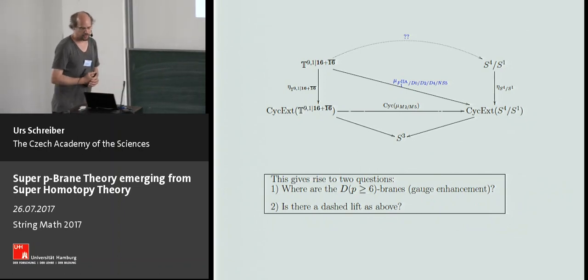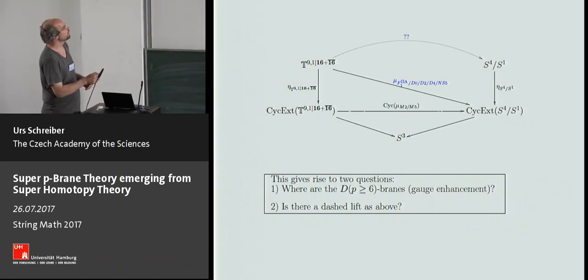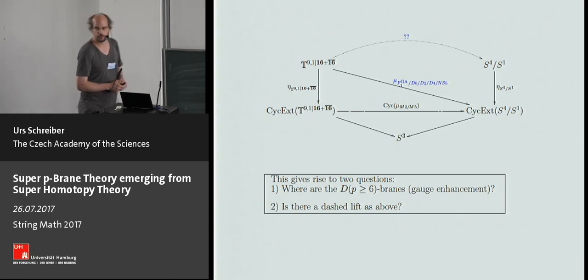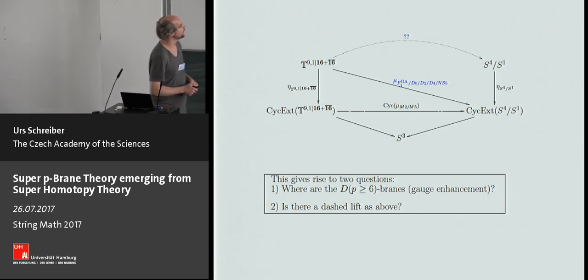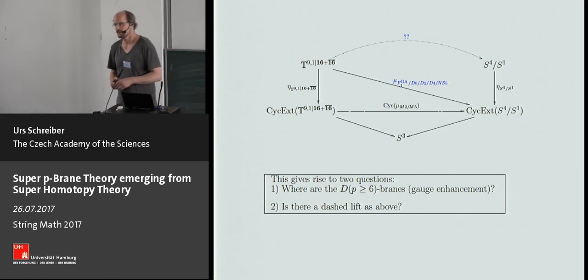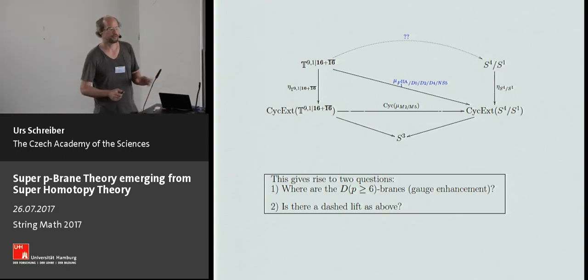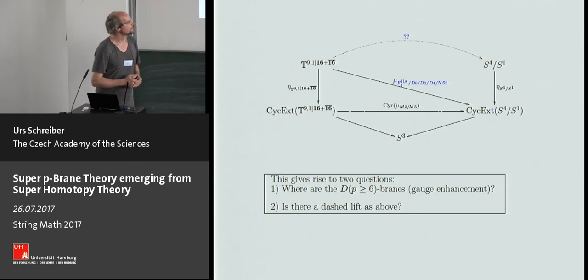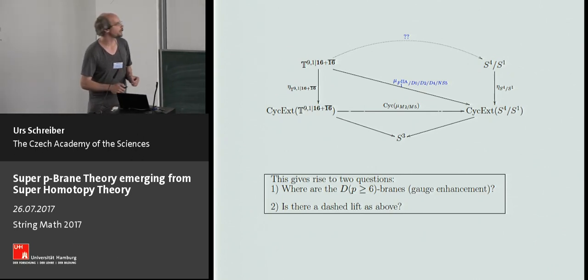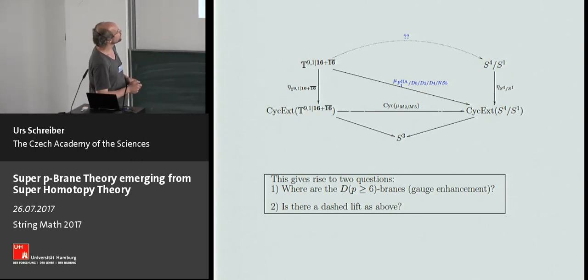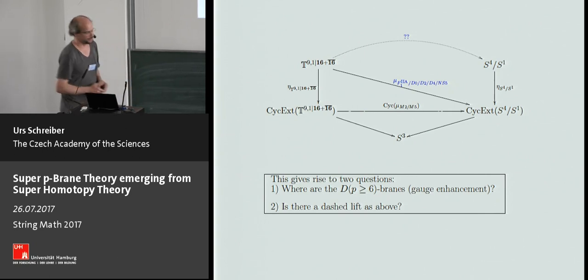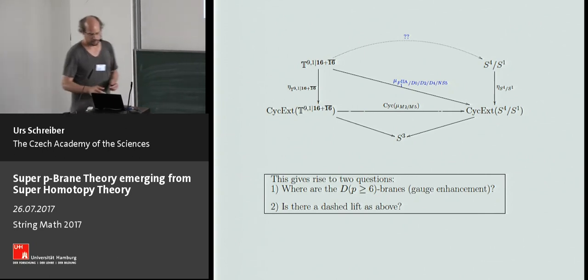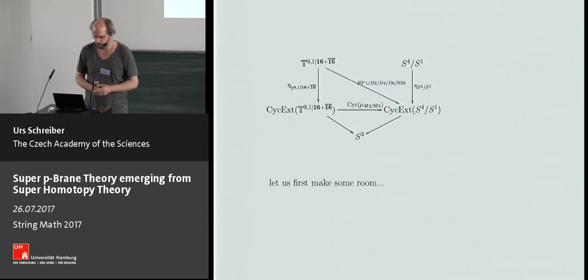This gives rise to an evident question. If we want to continue, can we actually complete this diagram? That's a mathematical question. And the physical question is, well, where's the rest of the branes? But recall that physics says no, the D6 and higher is not supposed to arise from double-dimensional reduction of the M5 and M2. It's supposed to arise by some mysterious process of gauge enhancement. So it's okay that we don't see it from this double-dimensional reduction, but the question is still, does it appear somehow? Okay, it does, but let's first make some room.